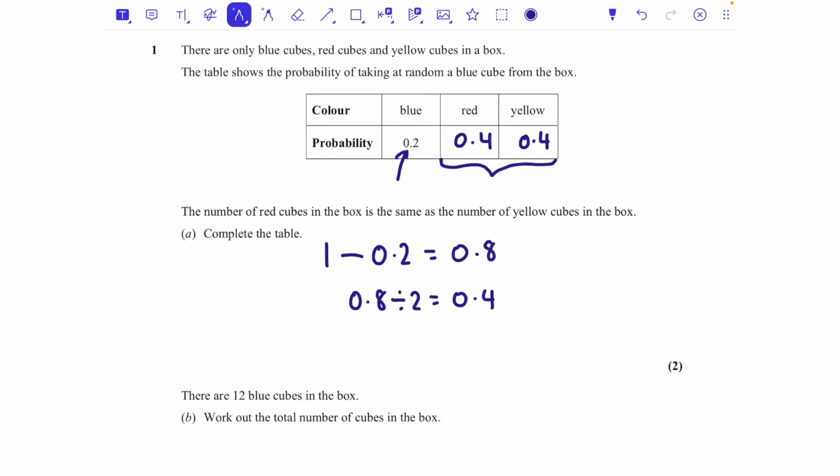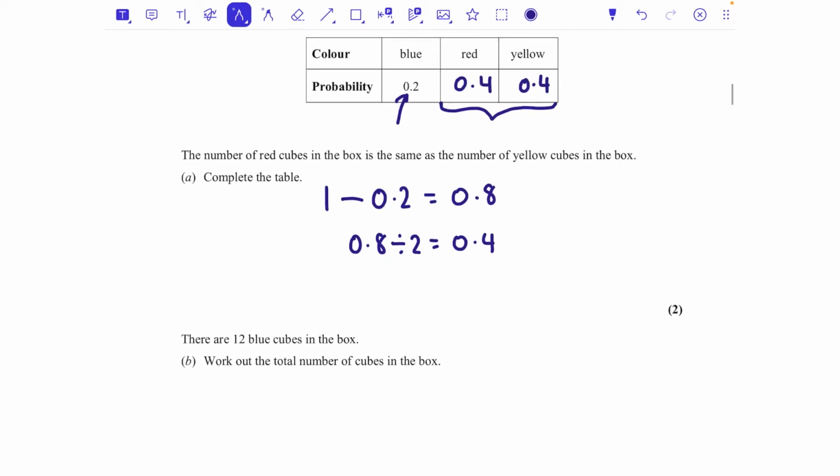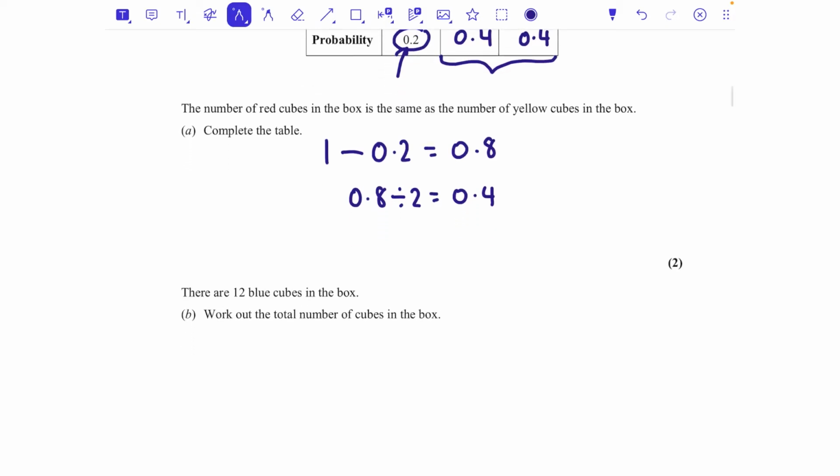There are 12 blue cubes in the box. Work out the total number of cubes in the box. So 0.2 is equivalent to 20%. So I could just say 0.2, which is 20%, equals 12. That might help people a little bit more. So 12 cubes. If I then want to know how many cubes there are altogether, I'm looking for 100%. I want all of the cubes in the box, or 1. Okay, and that would be multiplying by 5, so that would be 60. That's one way of doing it.